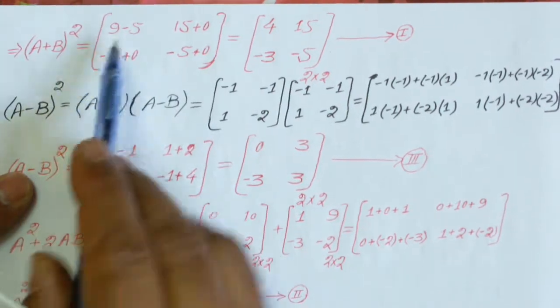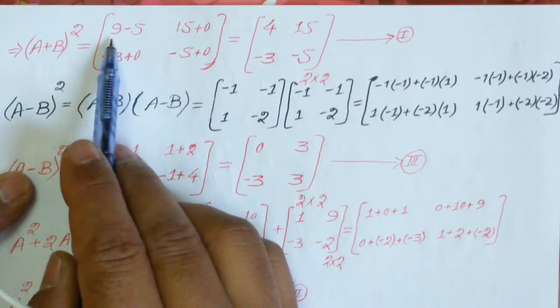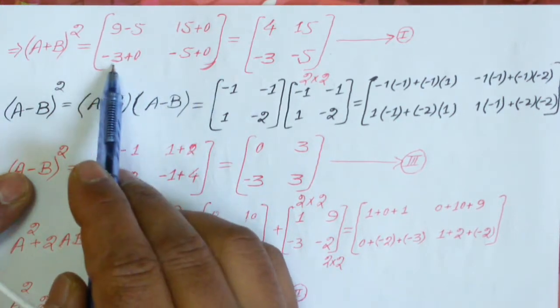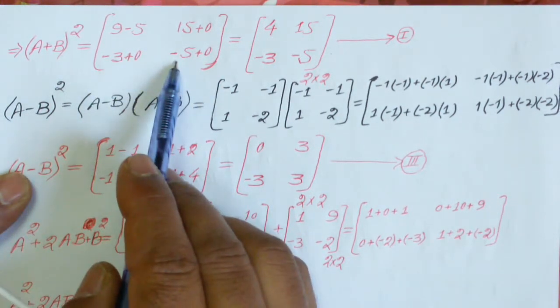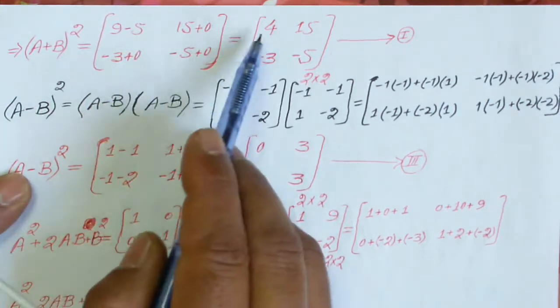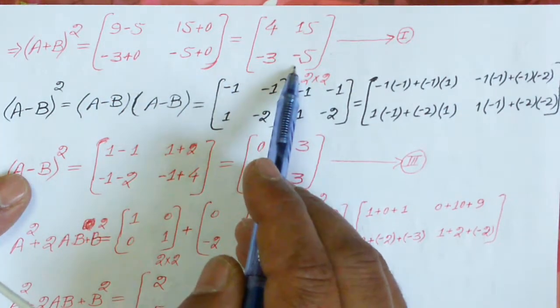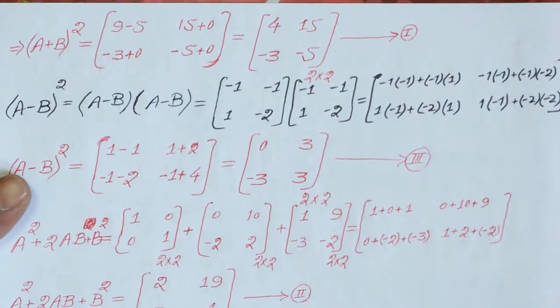A plus B whole square will be equal to, after the simplification, we get 9 minus 5, 15 plus 0, minus 3 plus 0, minus 5 plus 0, which is equal to 4, 15, minus 3 and minus 5. This is your equation number first.